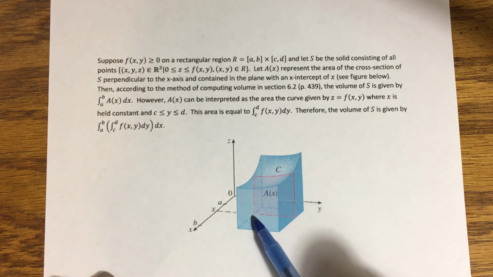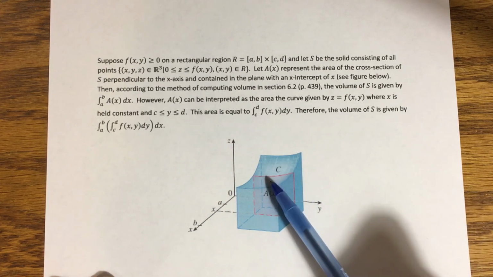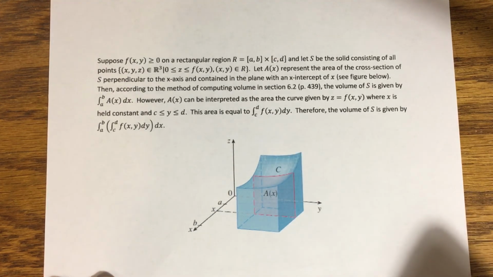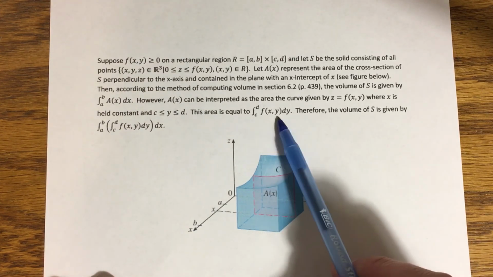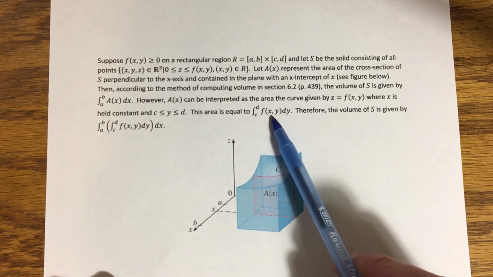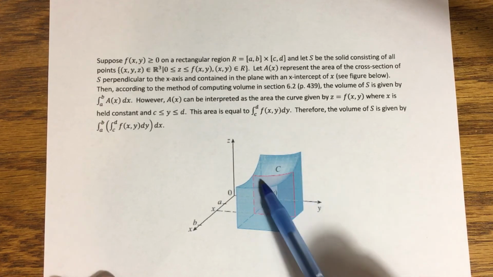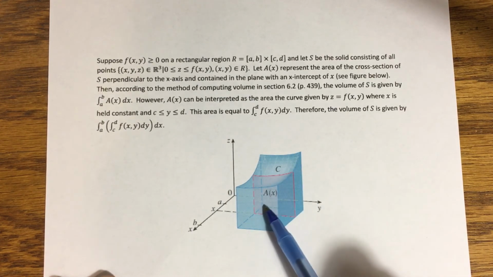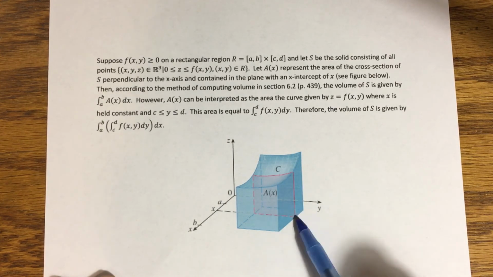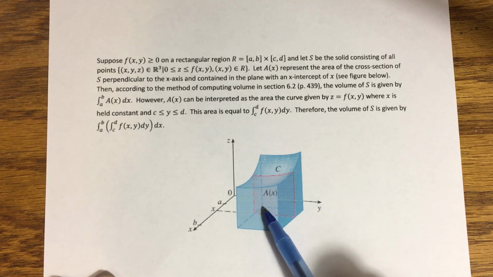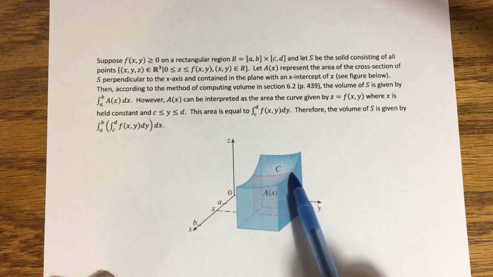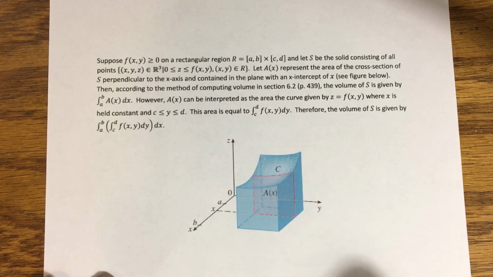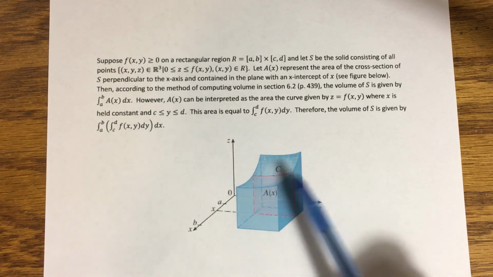The area under that curve would be an integral, but treated as a single variable integral. So that area is given by this integral right here, f of x, y dy. I'm integrating with respect to y on the interval CD. You can't see the CD here, but remember that's giving us the width of this rectangular base here. So the area of that cross section is given by this integral. Not a volume, an area.